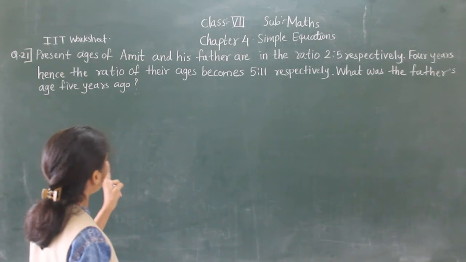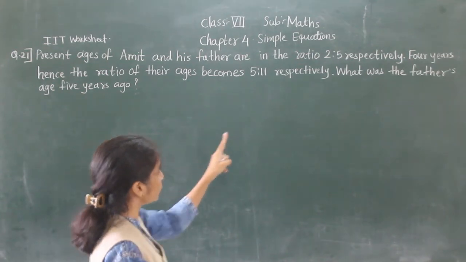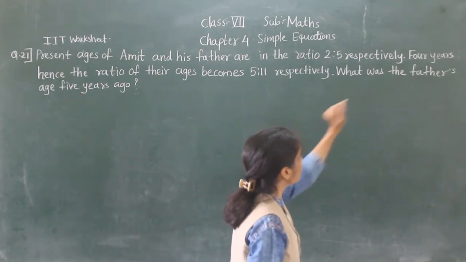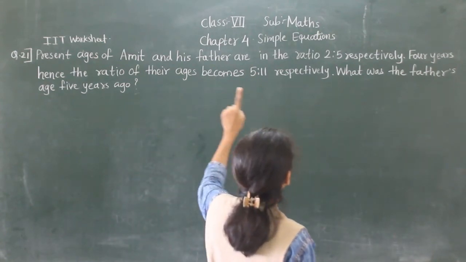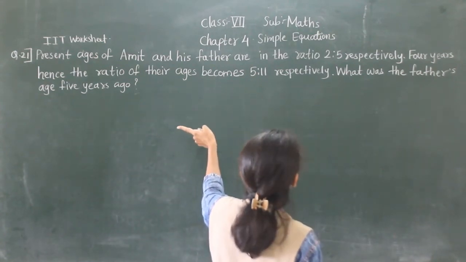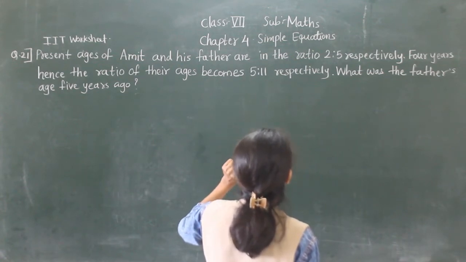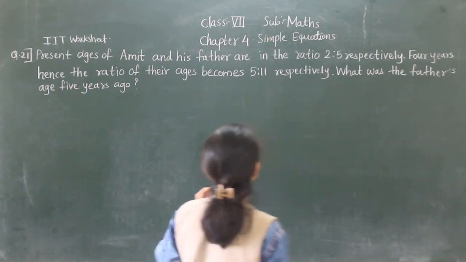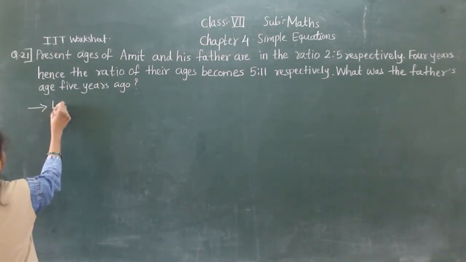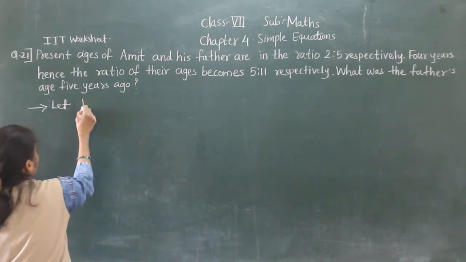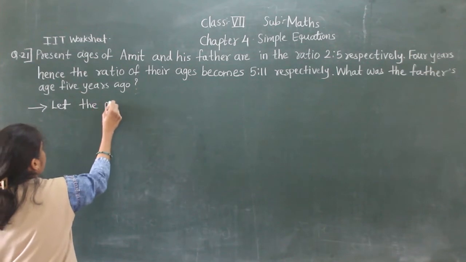The present ages of Amit and his father are in the ratio 2:5 respectively. Let the present ages of Amit and his father be 2x and 5x years respectively.